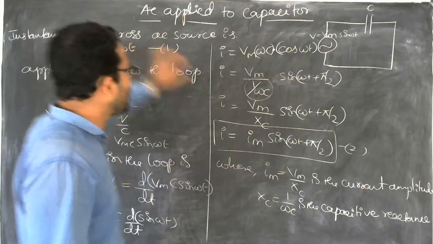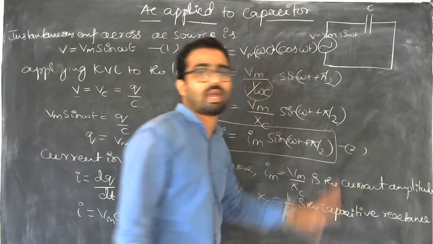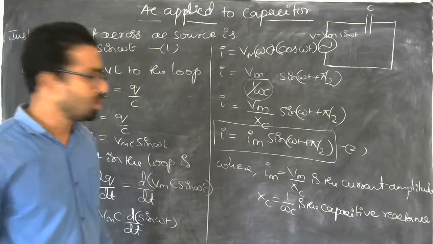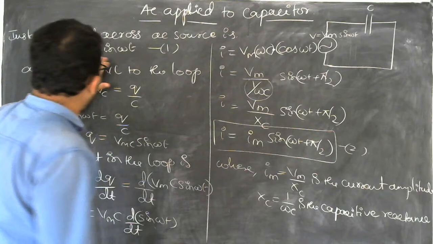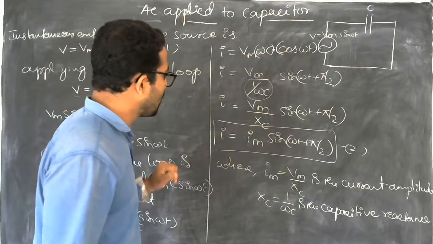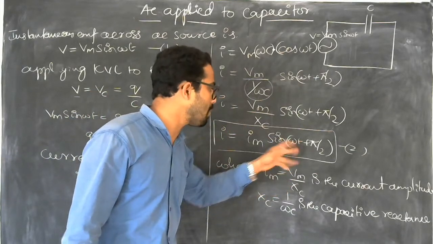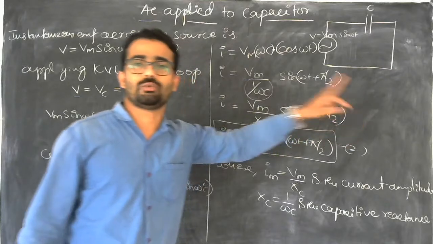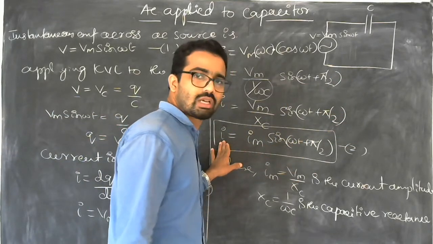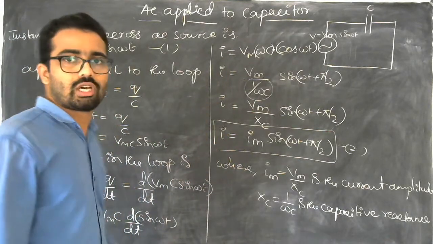Here we have sin omega t, but here we have sin of omega t plus pi by 2. There is a difference in the angles. See here, if the angle occupied by this voltage curve is omega t, then the angle occupied by the current at the same time would be omega t plus pi by 2. So the angle occupied by this current curve is more than the angle occupied by this voltage curve.